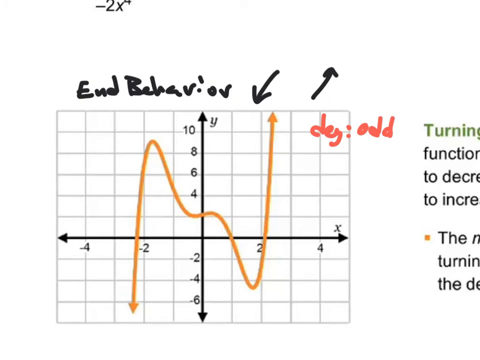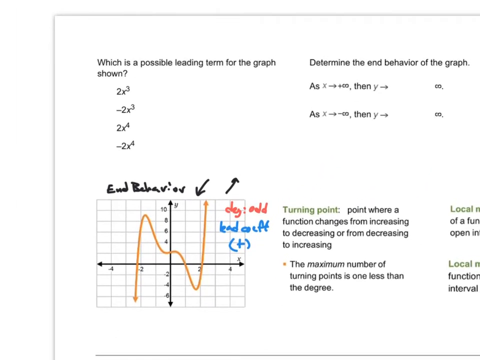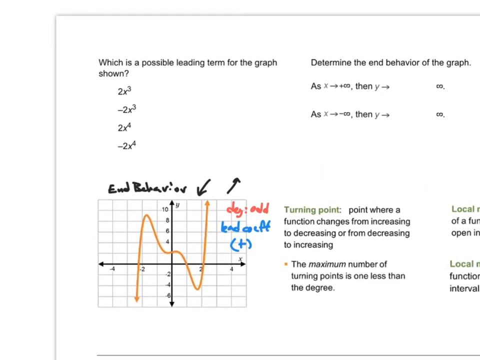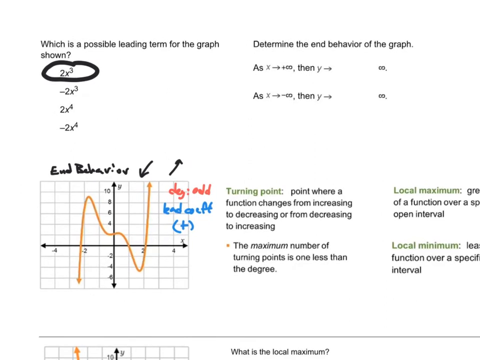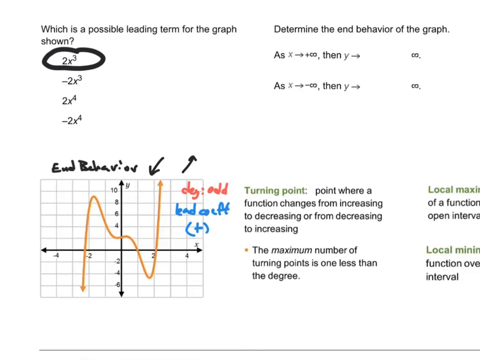Since we're going down to the left and up to the right, that means our leading coefficient has to be positive. And if we want a leading coefficient that's positive and an odd degree, then the only choice that we could choose is something like this. That's a possible leading coefficient. Doesn't mean that it is, but it's the only one up there that works. We know as x approaches positive infinity, the y values approach positive infinity. As x approaches negative infinity, the y values approach negative infinity.